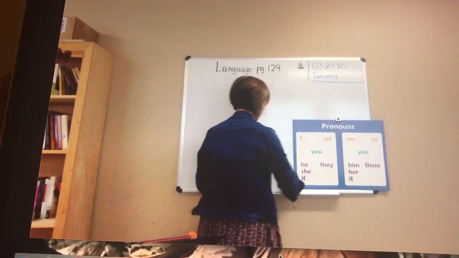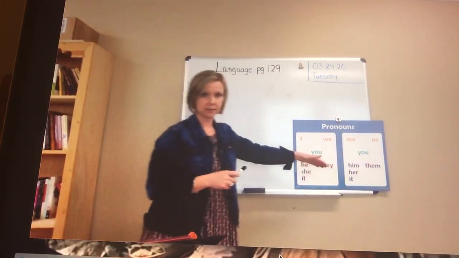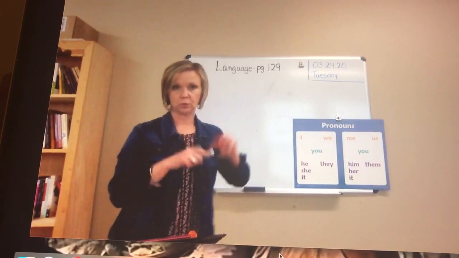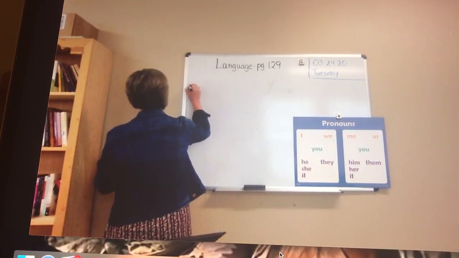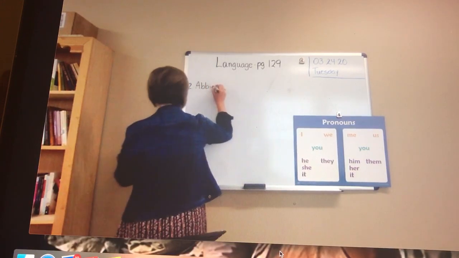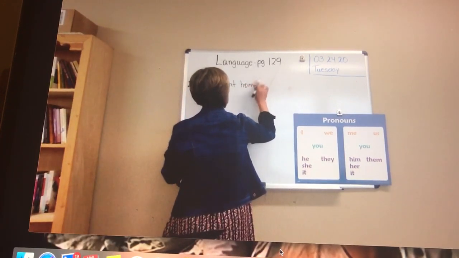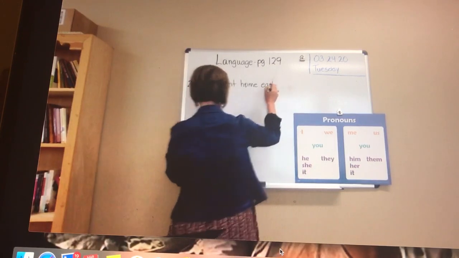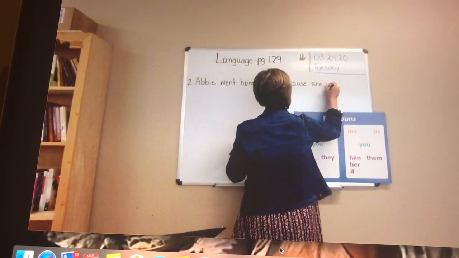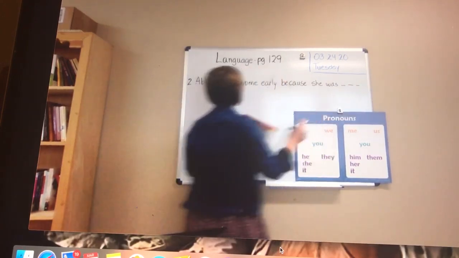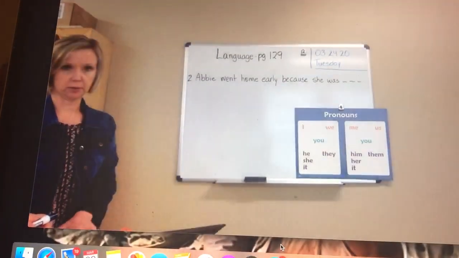All right. Give me just a second to write my sentence. You go ahead and be thinking about the pronoun. Try to find one of these words in this sentence, and then who it's talking about, and then we'll do the work together. So give me just a second to put my sentence up here, okay? This is number 2. Okay, Abby went home early because she was not feeling well. Got it at the end, okay?